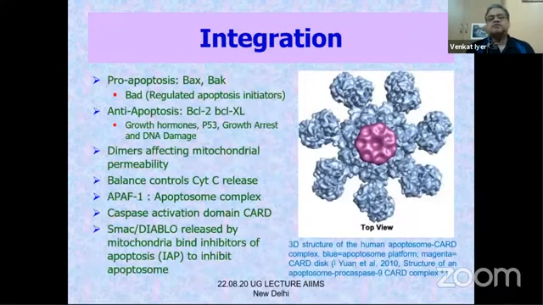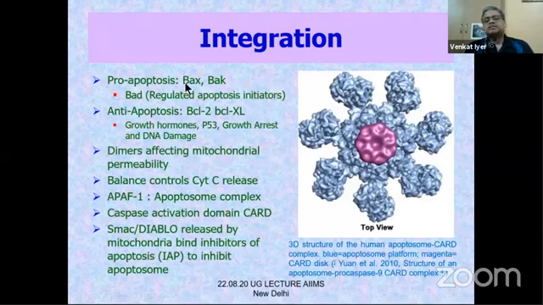There is an integration phase. The integration phase is integration of pro-apoptotic and anti-apoptotic signals. Pro-apoptotic signals from the nucleus include proteins like BAX and BAK or BAD. Anti-apoptotic signals include BCL2 and BCL-XL, and these in turn may be related to the activity of growth hormones binding to their receptors, expression of P53, growth arrest and DNA damage or GADD45, etc. We will see further details of this in the subsequent slides.